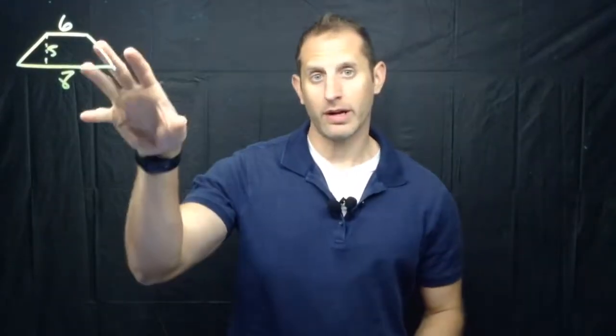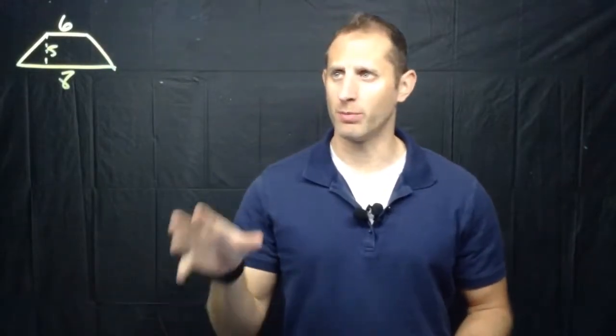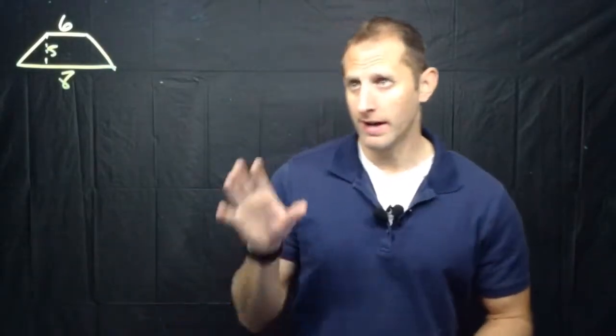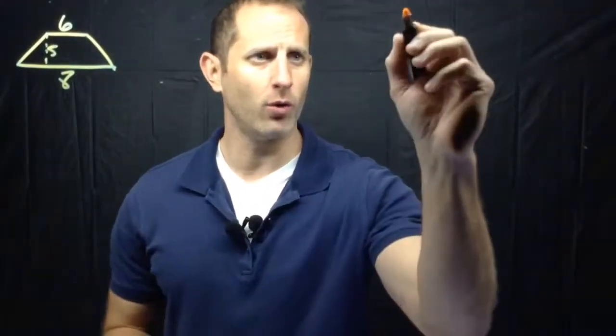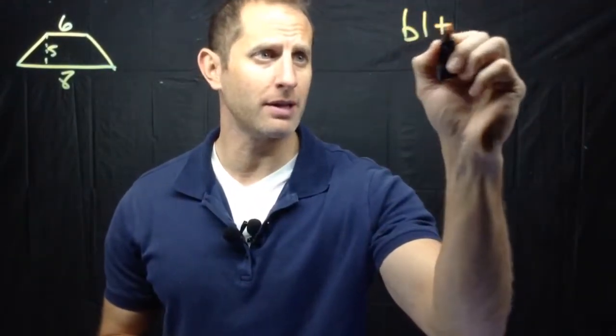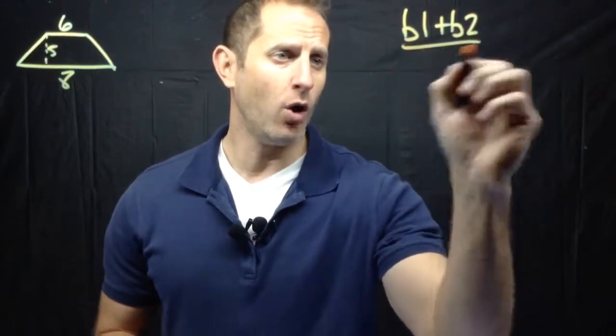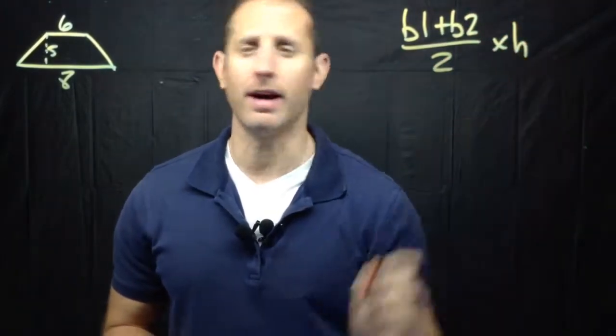Today's video, we are going to be looking at solving the area of a trapezoid. So the first thing that we're going to do is put the formula up that we know is going to work for this, and then we'll talk about why that formula works. So we know the formula is (b1 + b2) / 2 times the height.